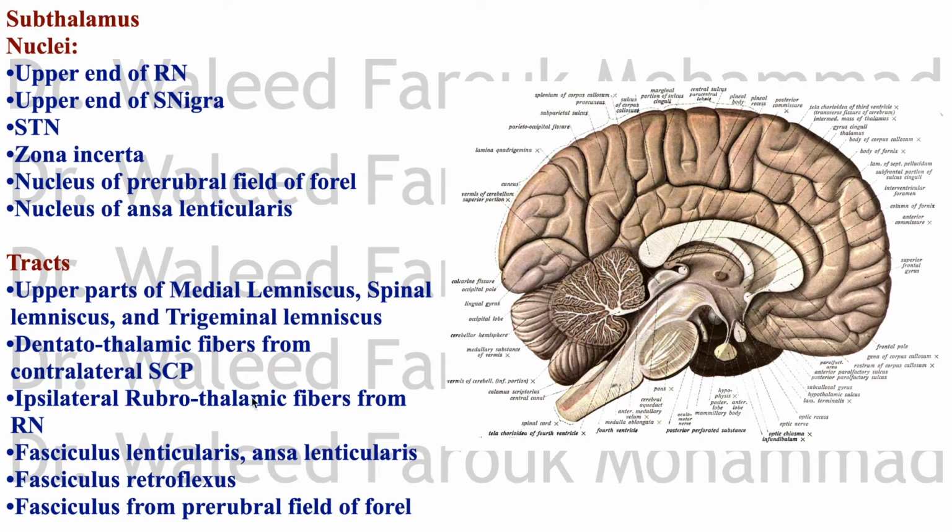Fasciculus lenticularis and ansa lenticularis. I told you before, this connects the lentiform nucleus with the thalamus. But the fasciculus lenticularis, instead of looping around the anterior edge of the internal capsule like the ansa lenticularis, pierces the internal capsule. Fasciculus retroflexus is the major output of the habenular nuclei to the interpeduncular nucleus, and it also receives fibers from the prerubral field of Forel, related to the upper margin of the red nucleus of the midbrain.